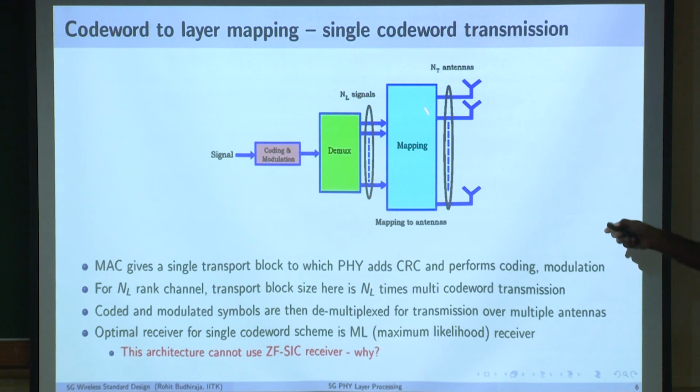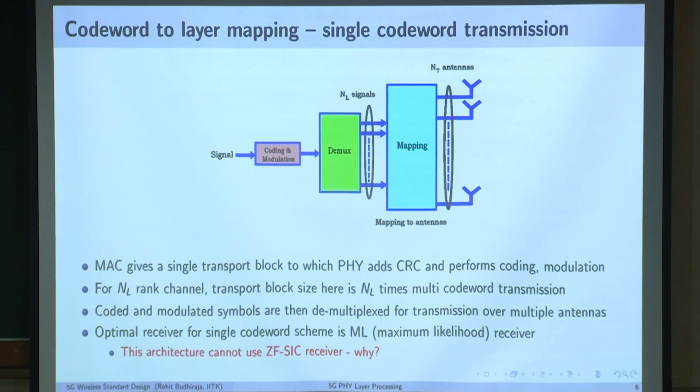So what am I saying here? If you want to get the best performance for this kind of system, the receiver designs I have taught you, like zero forcing, are suboptimal, they give you inferior performance. The maximum likelihood receiver gives you the best performance, but it has a very high complexity. So for this kind of architecture, if you want the best performance, you will have to implement this maximum likelihood receiver, not whatever we discussed.